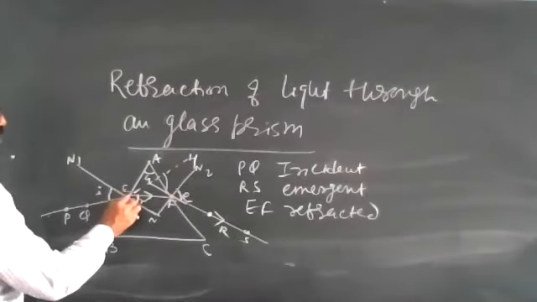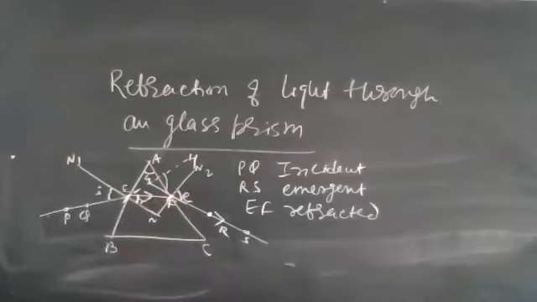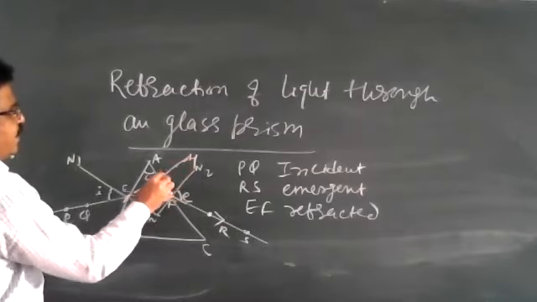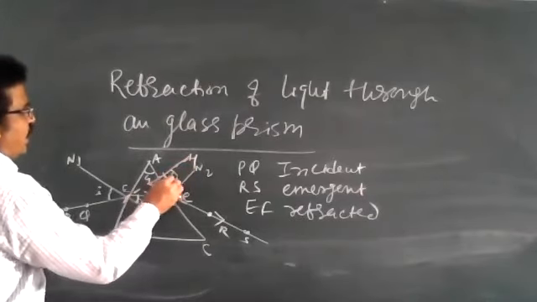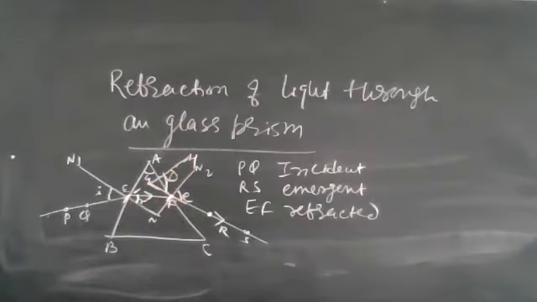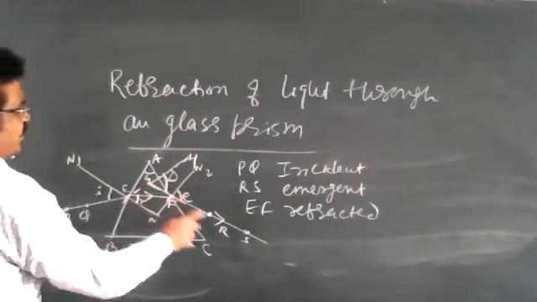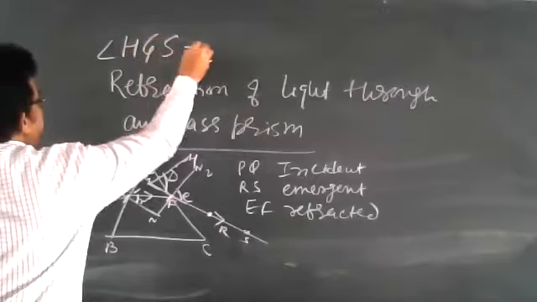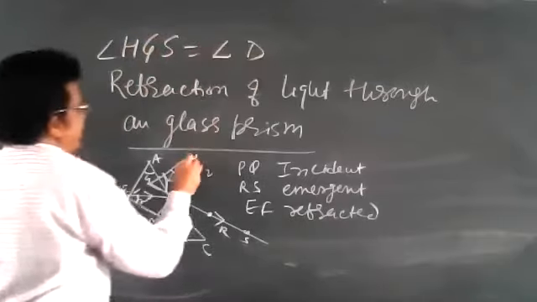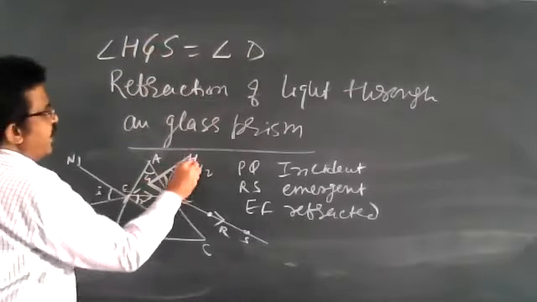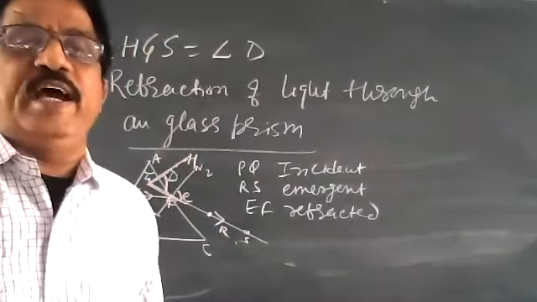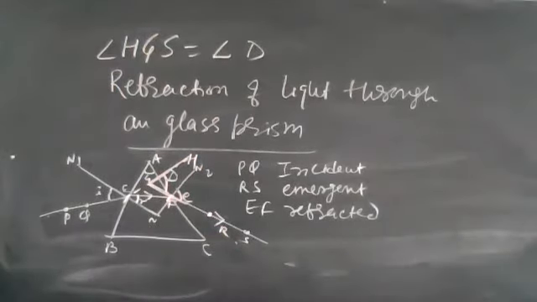Refraction is happening at two places, at the point E and at the point F. And this angle that is formed, it is called angle of deviation. Angle HGS, it is called angle of deviation.